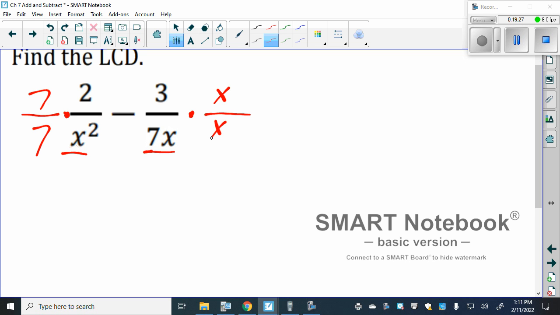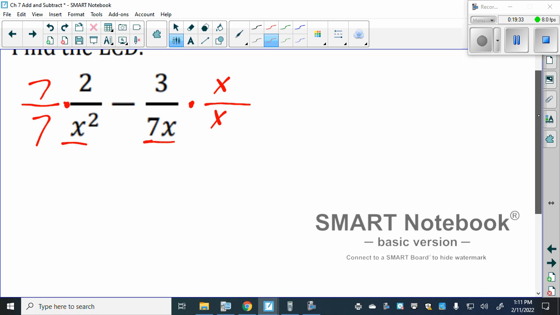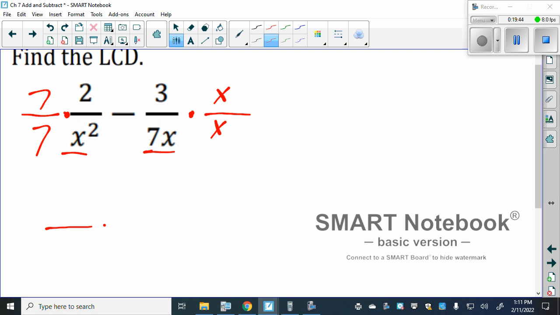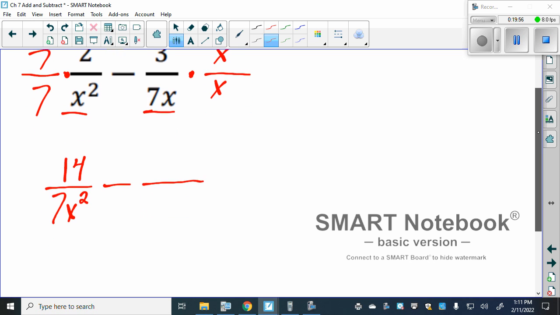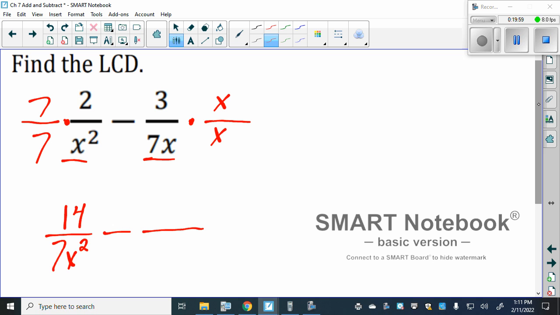So this is going back to our least common multiple to get those two to be the same. Because one has an x squared, and that's the biggest exponent with x, we need them all to have an x squared. Since one of them has a 7, we need them all to have a 7. And at this point here, we can multiply. Well, 7 times 2 is 14 over 7x squared. In the other numerator, we'll have 3 times x, which is 3x. In the denominator, we'll have 7x times x, which is 7x squared.